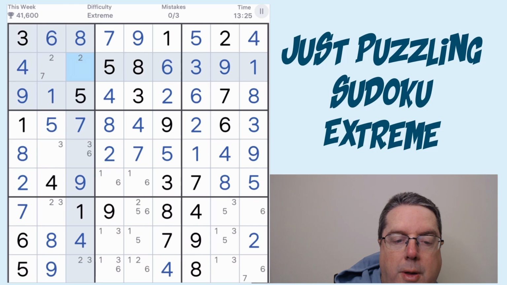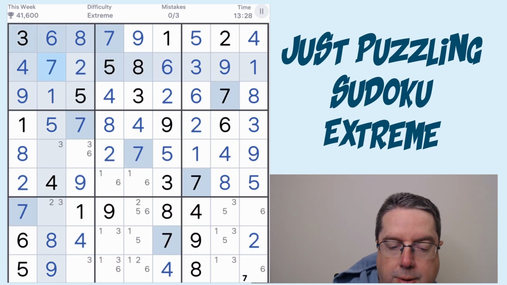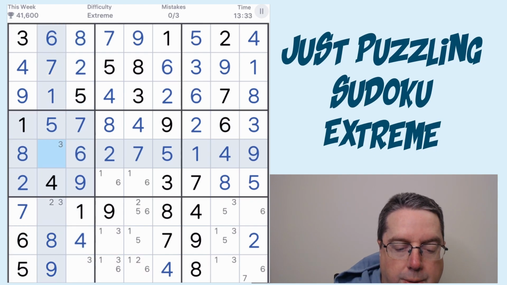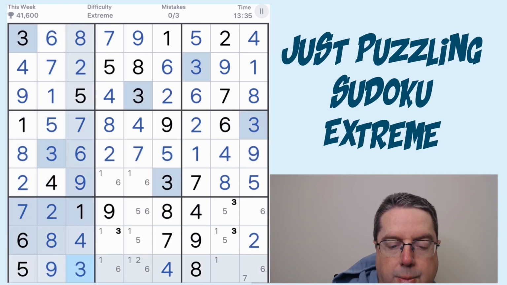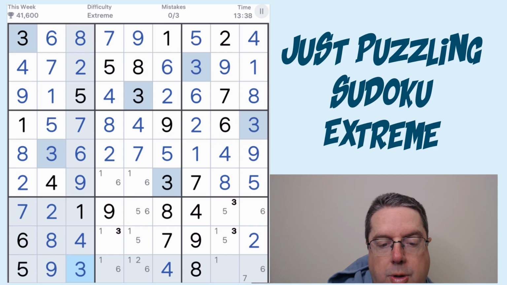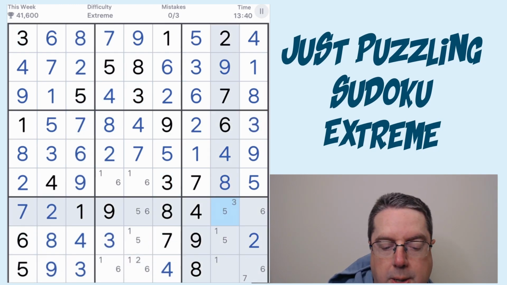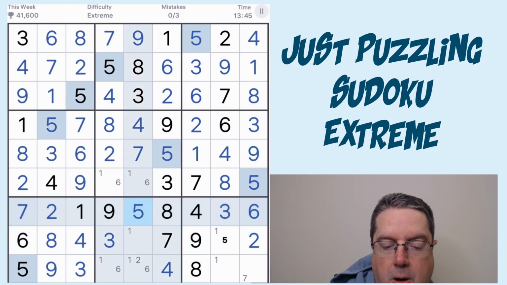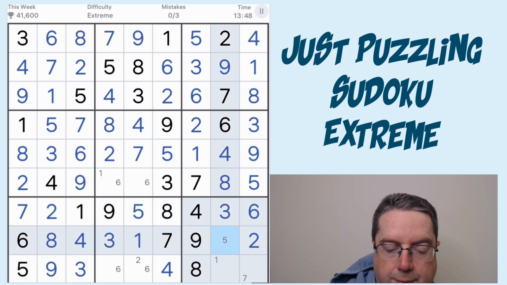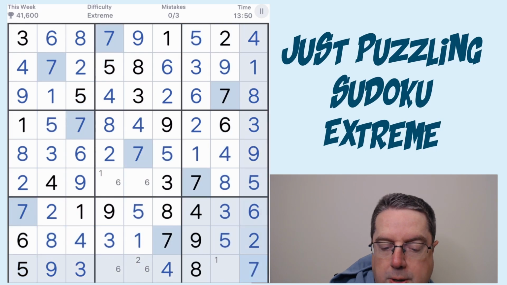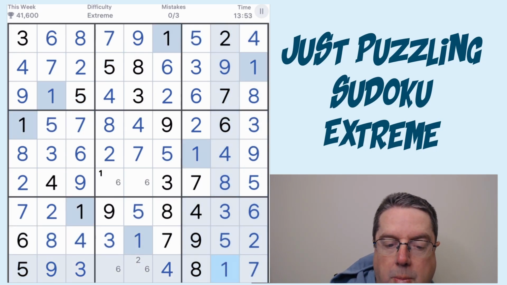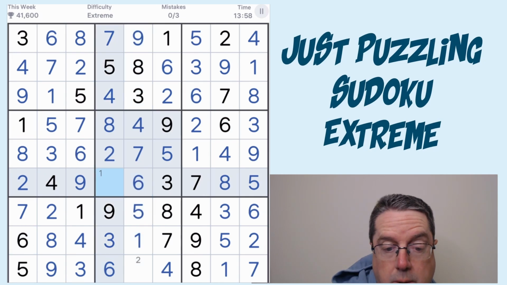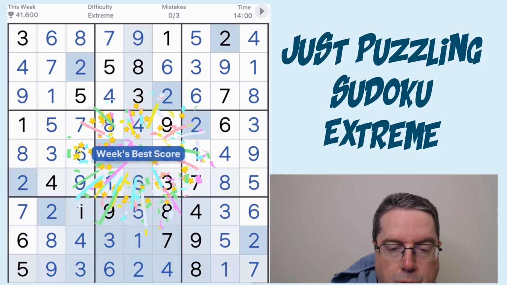2 and 7, so there's a 7. 2 and 7. 6 and 3. 2 and 3. Okay, so 3 can only be there, 3 can only be there. What else we've got? We've got a 6 there, which makes that a 5, which makes that a 1, and the 5 there. 7 finishes off that column, 1 finishes off that column, 6 finishes off the 6's, 1 there finishes off that, and 2.